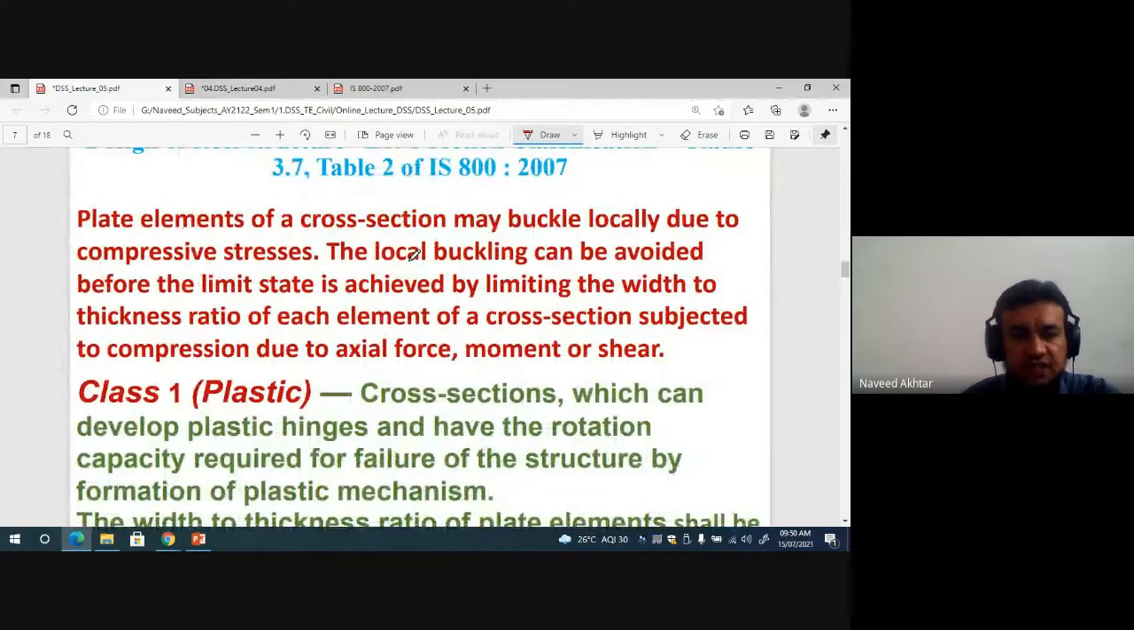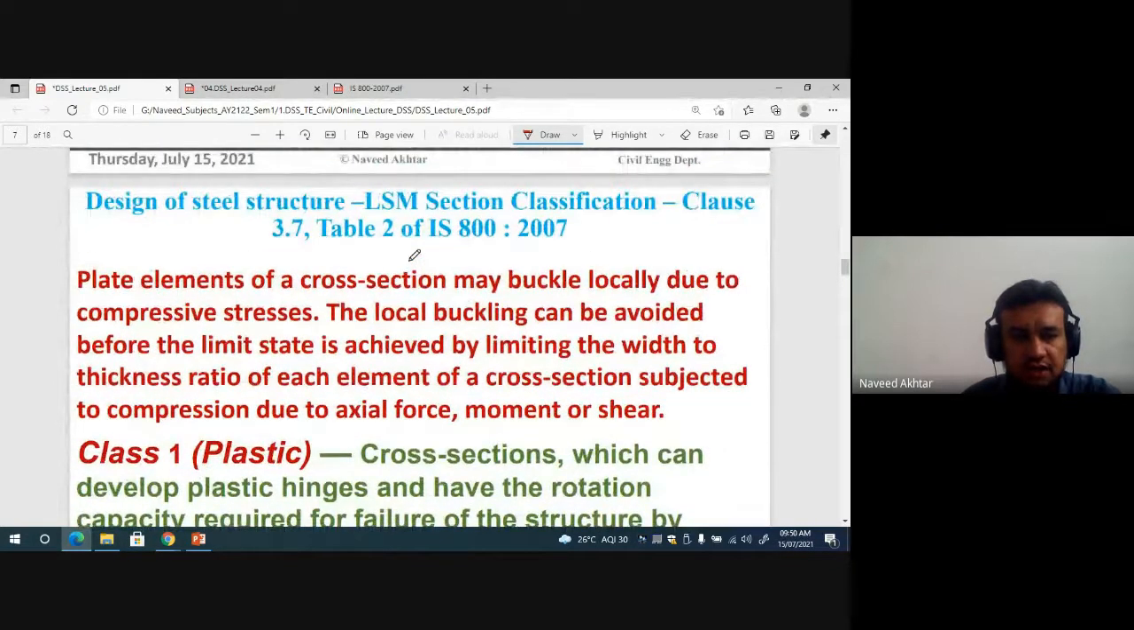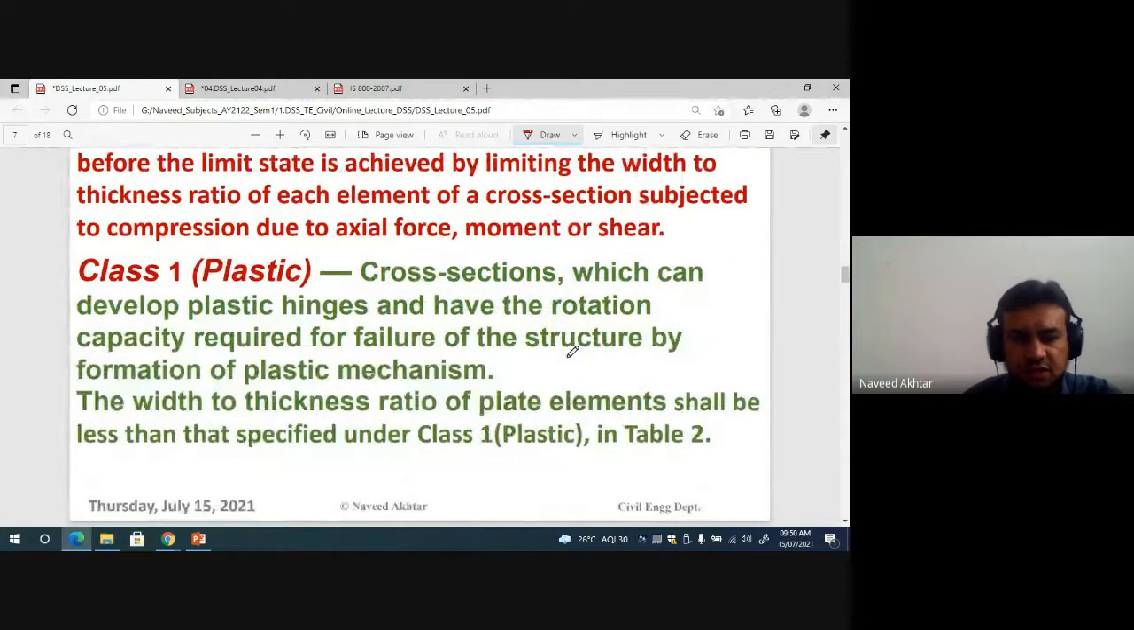So we have seen the classes. Class 1 plastic is the cross section which can develop plastic hinges and have the rotation capacity required for failure of the structure by formation of plastic mechanism. Like I said, a mechanism will develop and there will be large deformation before failure.